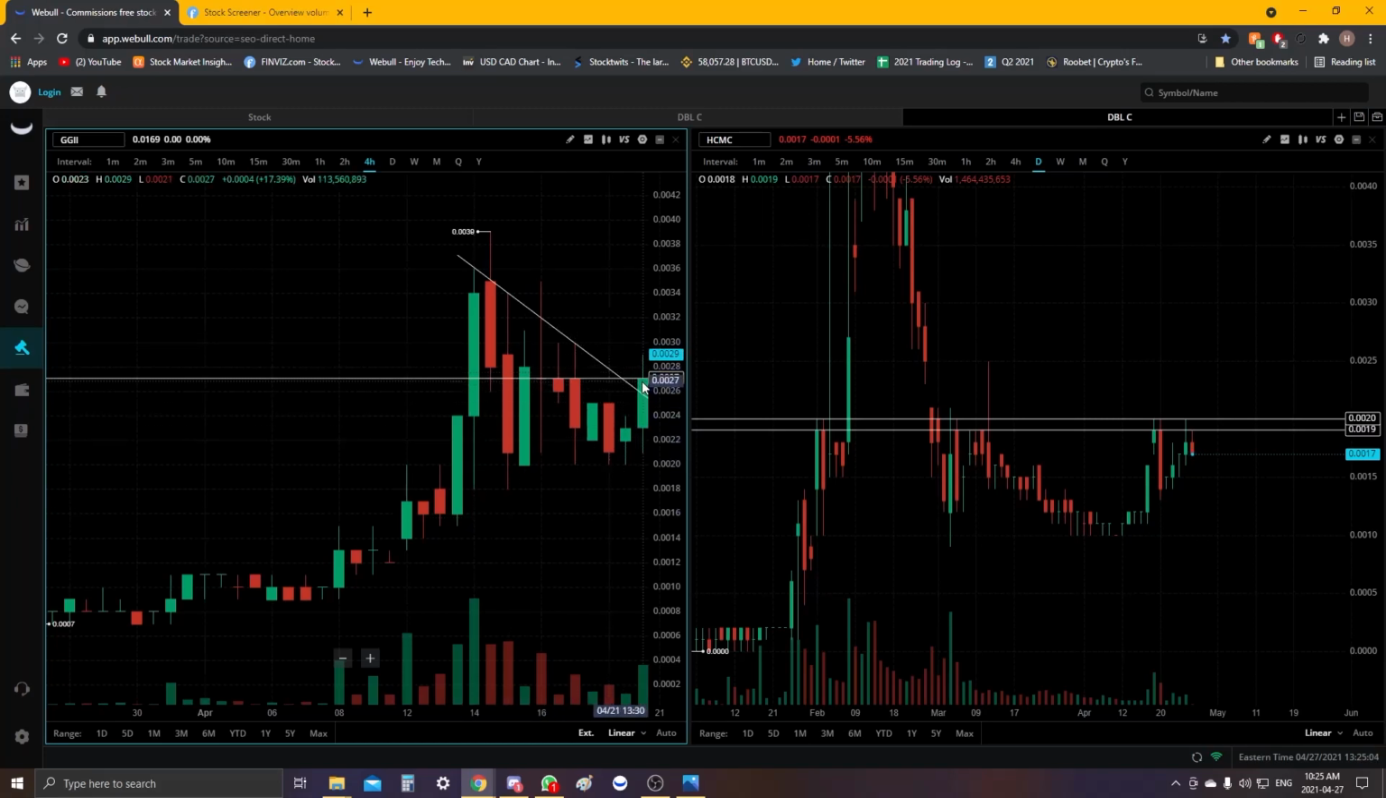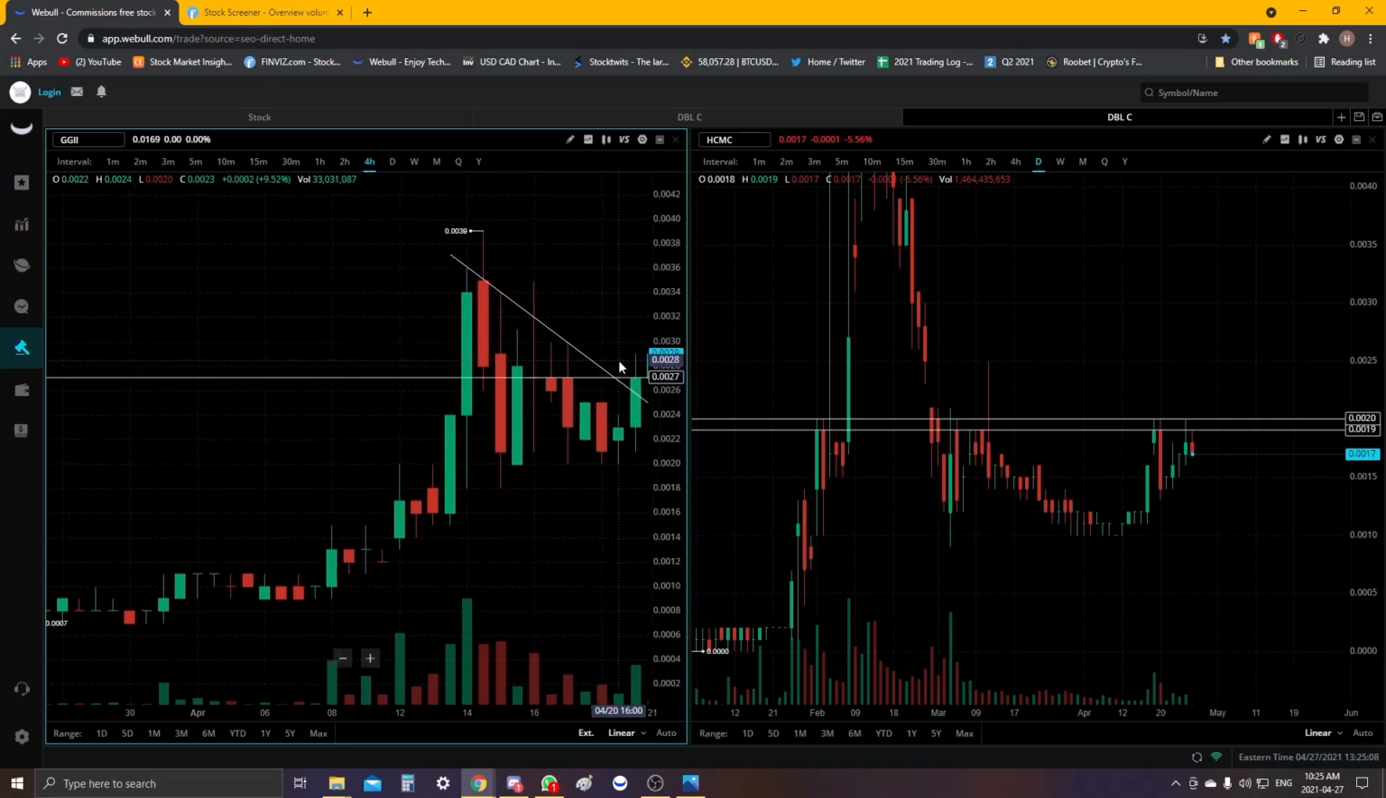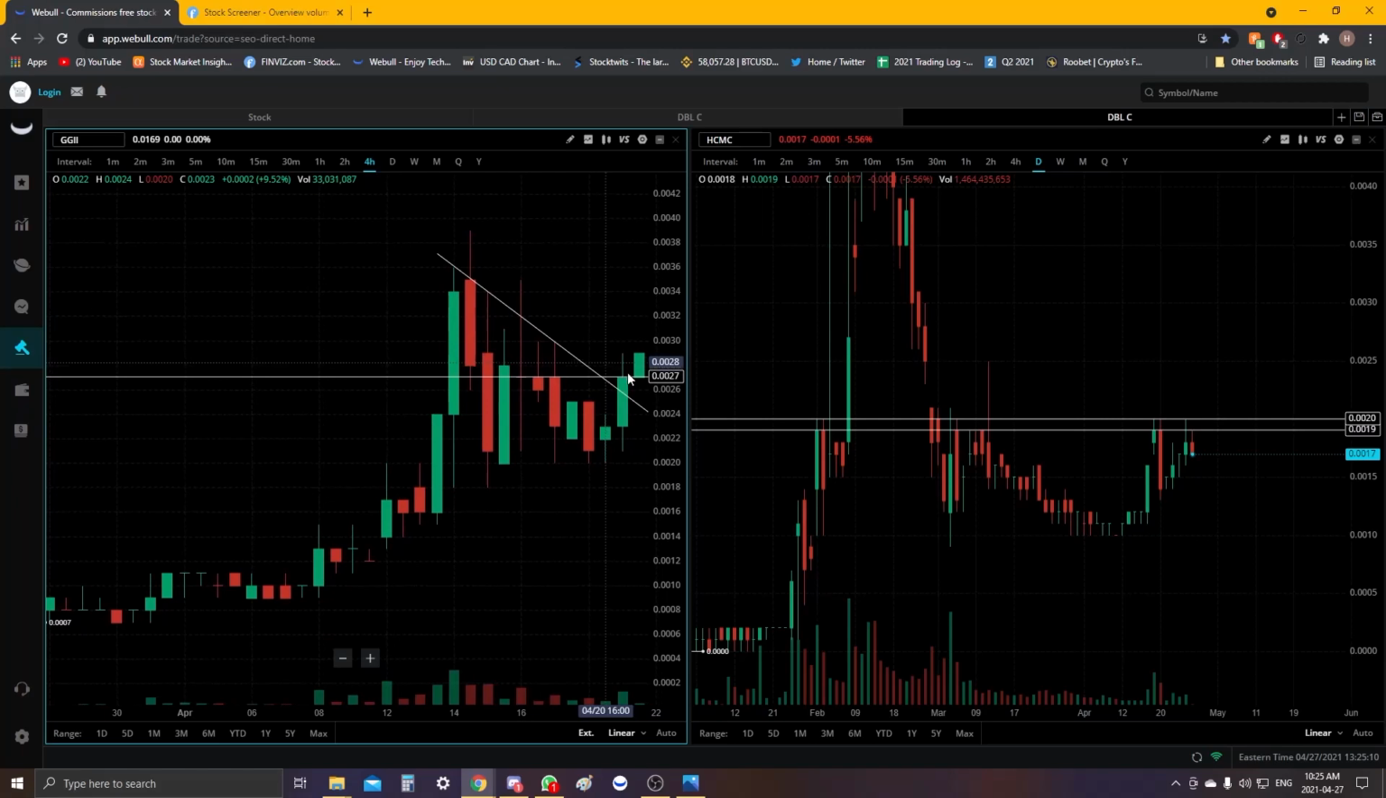And right now, downtrend right here. It's above it and also resistance. So what happens? Boom. You get a little dot right here.